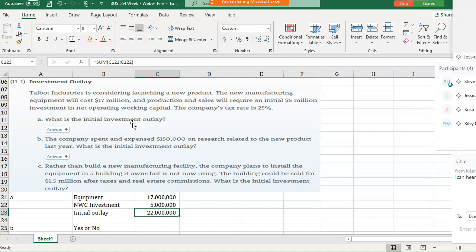So they're saying that net operating working capital will go up by $5 million, essentially probably most of that would be raw material inventory to support the production. And that's it. That's the answer right there. We don't need the 25% at this point.